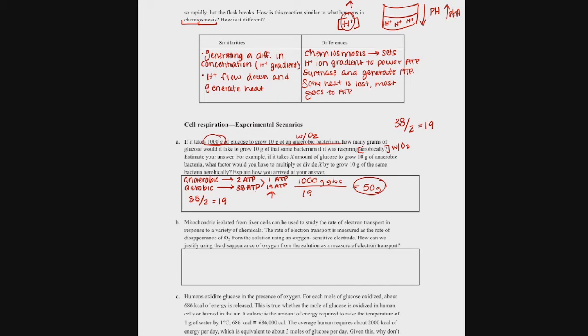B. Mitochondria isolated from liver cells can be used to study the rate of electron transport in response to a variety of chemicals. The rate of electron transport is measured as the rate of disappearance of O2 from the solution using an oxygen-sensitive electrode. How can we justify using the disappearance of oxygen from the solution as a measure of electron transport?